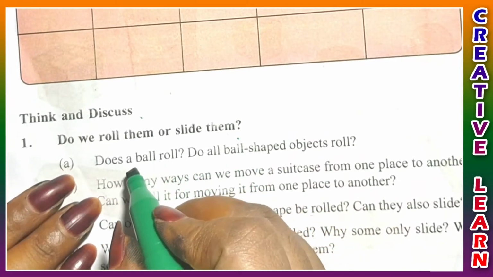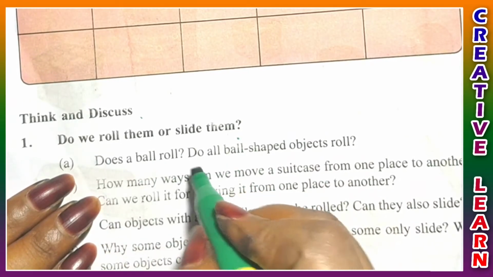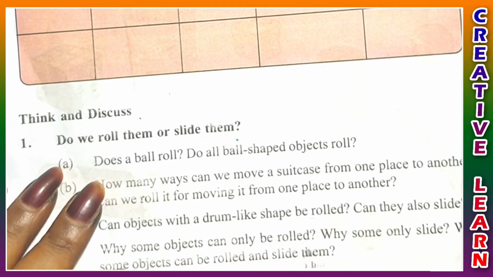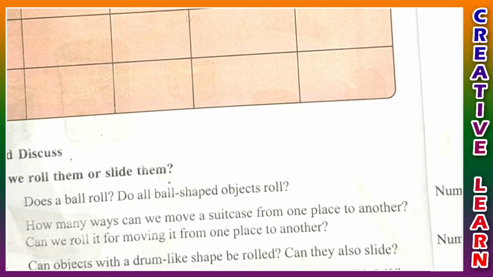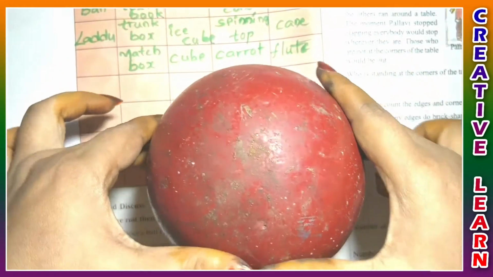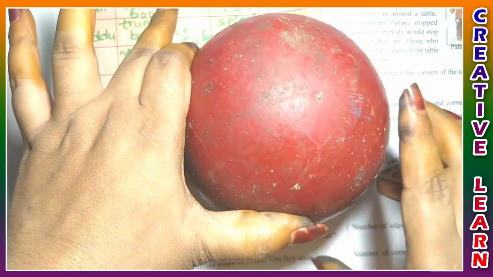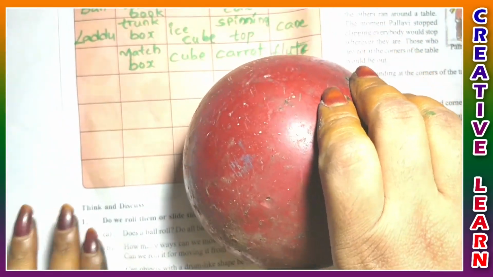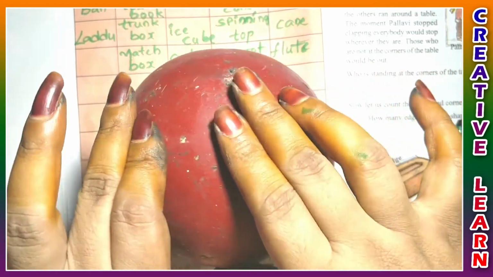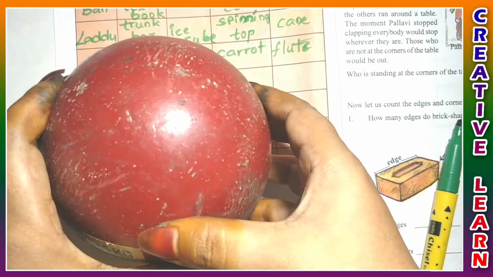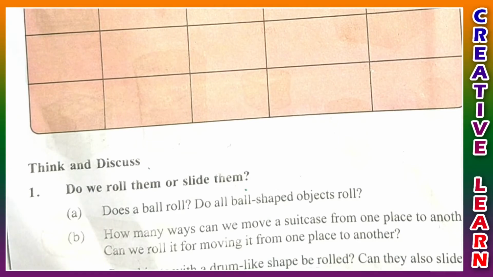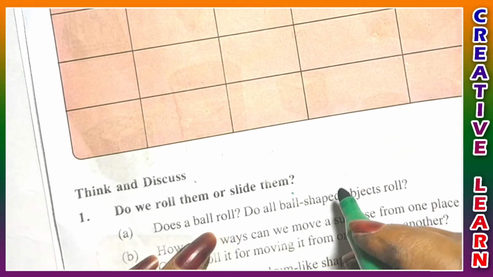Okay, here first question, does a ball roll? Do all ball shaped objects roll? Tell me, a ball can roll or not? For example, what is there here? Ball shaped objects means, this one also same in the shape of ball only. We can roll this? Yeah. Here to here it can move by rolling. So our answer is yes. Does a ball roll? Yes, a ball can roll.